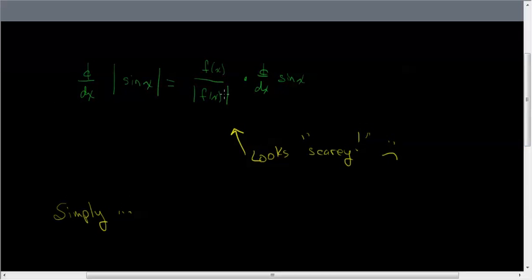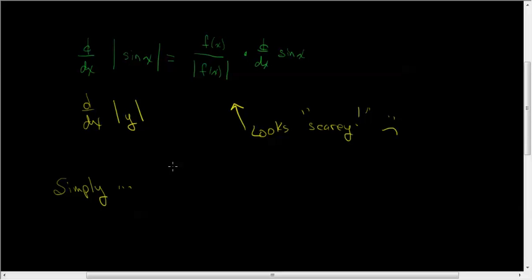So let's look at an example. This one is sine x. Alright, so the derivative of the absolute value of sine x. Remember, we're taking the derivative of the absolute value of the y. So the absolute value of the y means you take f of x divided by the absolute value of f of x times the derivative of that. That looks scary. It's not. So this is simply sine x divided by the absolute value of sine x times the derivative of the sine, which is cosine x. What does this mean?